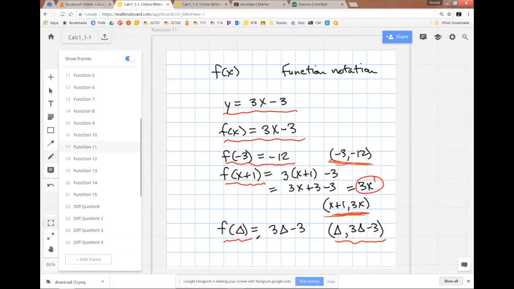And, I mean, you can even do weird things like f of triangle. Plug in a triangle for x. 3 triangle minus 3. Okay, so we're just trying to hammer away at what's allowed in function notation.